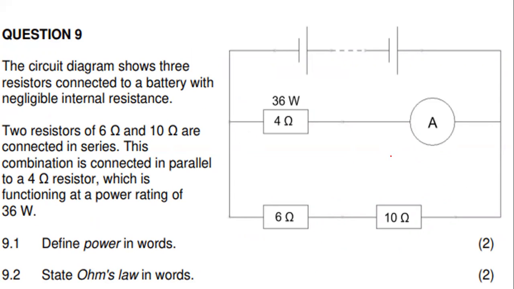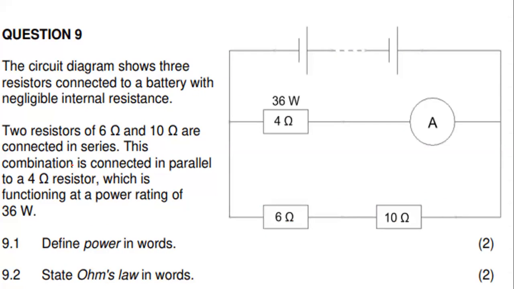From previous examination papers, and it reads as follows. The circuit diagram shows 3 resistors connected to a battery with negligible internal resistance. 2 resistors of 6 ohm and 10 ohm are connected in series. So they are connected in series to each other. 6 and 10, they are connected in series only for this pathway.